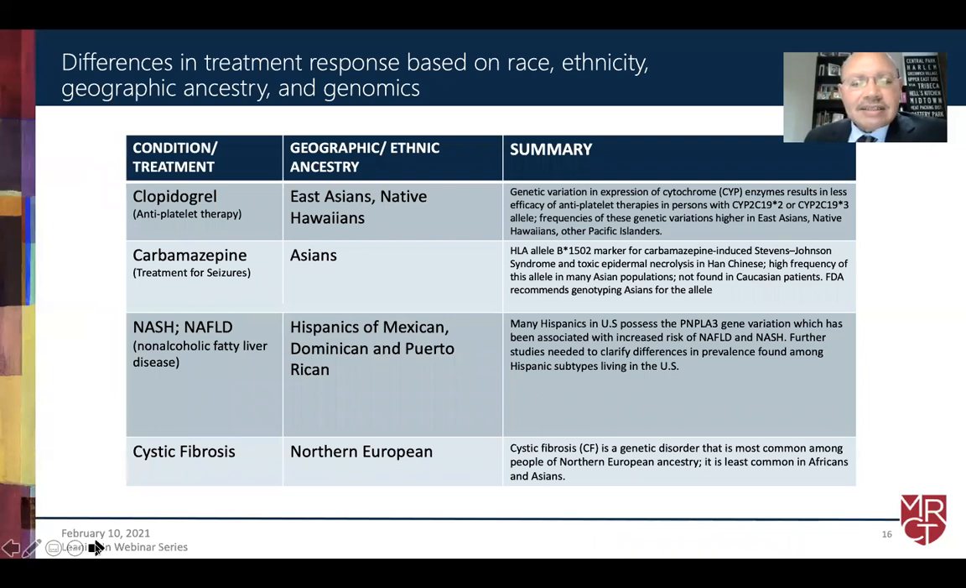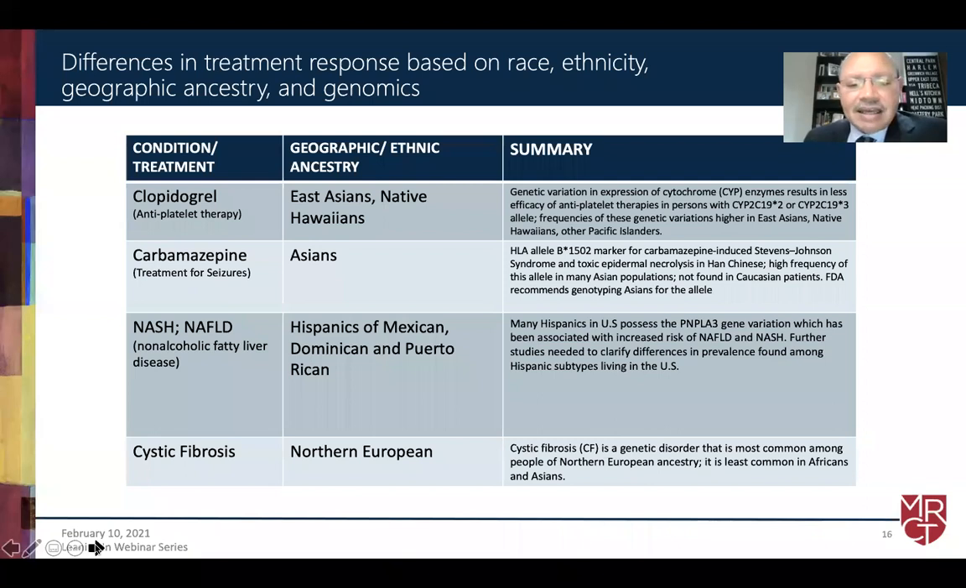Now, it's well known to all of us that there are differences in responses to therapies based on race, ethnicity, and geographic ancestry. And a few examples of these are listed on the next two slides. For example, the decreased responsiveness of the antiplatelet therapy clopidogrel in Asians turns out to be due to a genetic variation in the expression of an enzyme that is important for the bioactivation of clopidogrel from the inactive to the active form. The increased risk of a particularly severe skin disorder called Stevens-Johnson syndrome in patients who are treated with carbamazepine, which is used for seizures, is increased in Han Chinese in particular. And this is due to a particular HLA allele that is more commonly present.